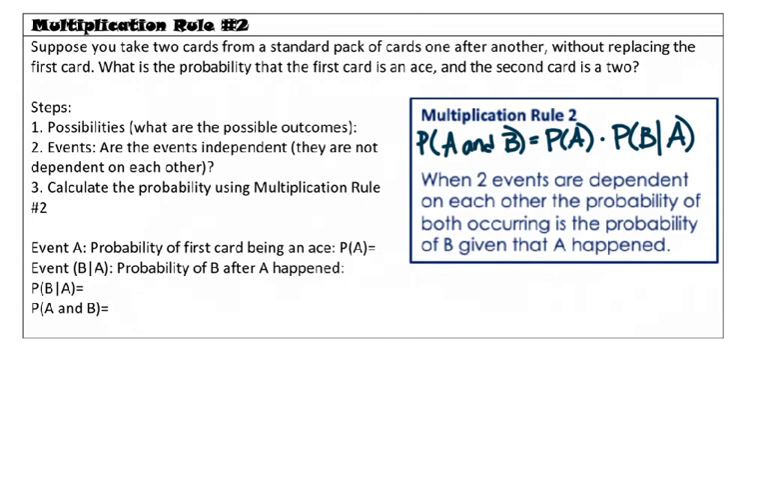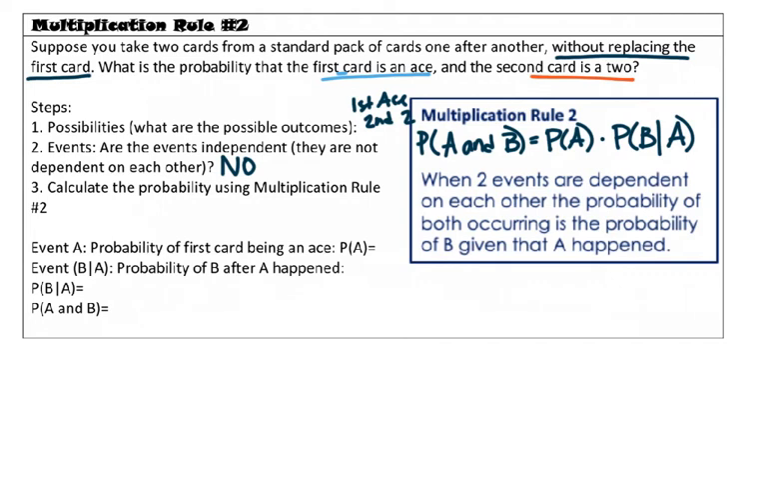Suppose you take two cards from a standard pack of cards one after another without replacing the first card. That's what makes it dependent. What is the probability that the first card is an ace and the second card is a 2? Alright, so here are the possibilities that could happen. First ace, second 2. Are the events independent? No, because they're definitely going to change. So we're going to calculate the probability using the multiplication rule.